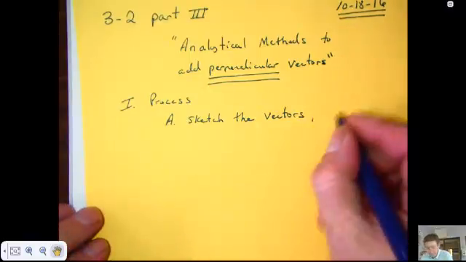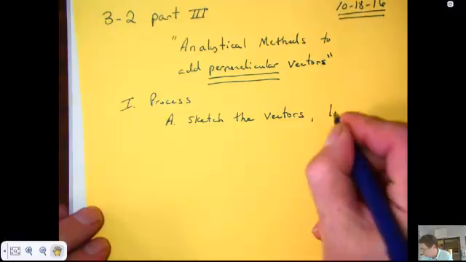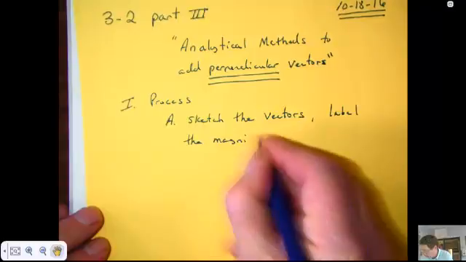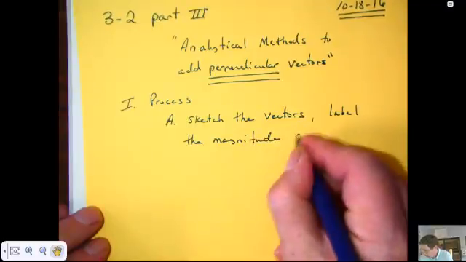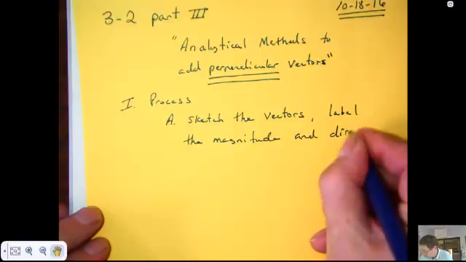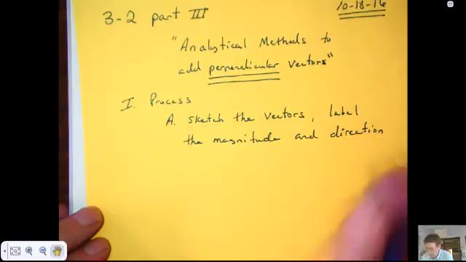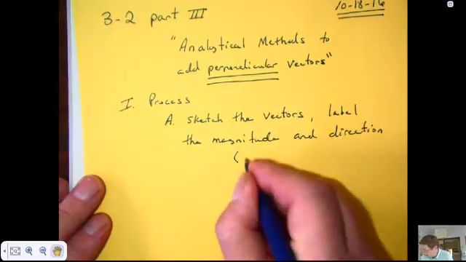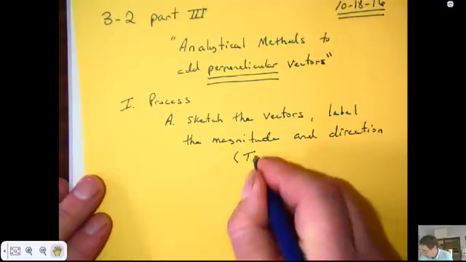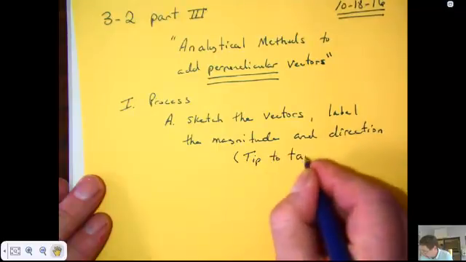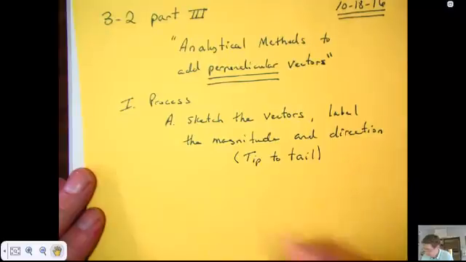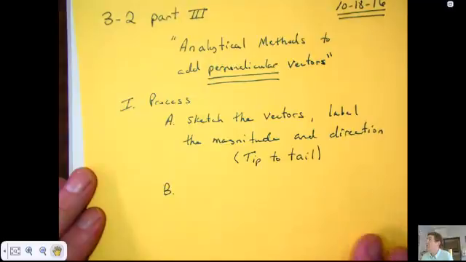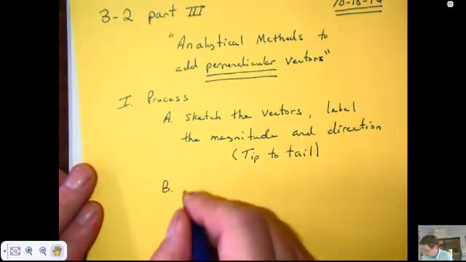And then you also want to go ahead and label them. Very important to do that. Label the magnitude and direction. And again, as you sketch them, since we're adding them, make sure you still sketch them tip to tail. And of course, then from tip to tail, you're going to draw the resultant, that answer.